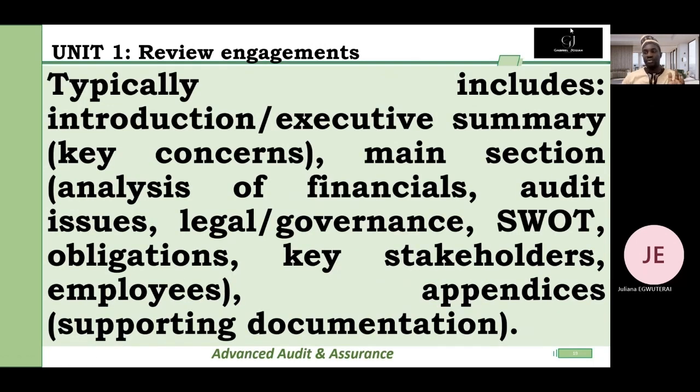Typically the format includes an introduction, then an executive summary. The executive summary shows the key concerns, and there's a main section covering analysis of financials, audit issues, legal or corporate governance issues, and strengths, weaknesses, opportunities, and threats of the target company or the company they want to merge with. It also covers the obligations of those companies, financial and non-financial, and who the key stakeholders and employees of the company are. The appendices show calculations.